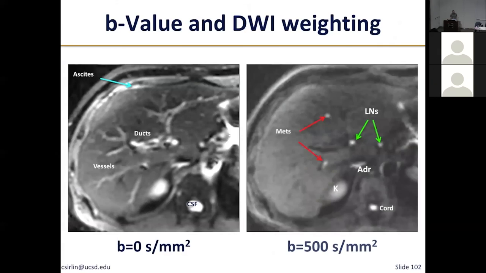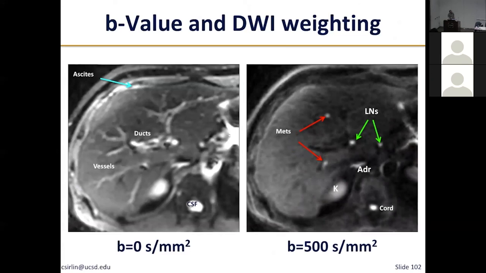But then if we increase the B value, now notice that the cerebrospinal fluid, which was bright, is now dark. And because the cerebrospinal fluid is dark, we now see the spinal cord, because the spinal cord did not get darker. This was the adrenal gland before, which we didn't notice. Now the adrenal gland is very obvious. This ends up being a lymph node, and this is a lymph node. We didn't really notice those, but now we see these lymph nodes. And this is a metastasis right here, which we didn't notice before. And here, there's a metastasis right here, which we didn't notice before, but now they stand out. And notice that the liquid in the stomach, which was a little bit distracting before, is now much darker.